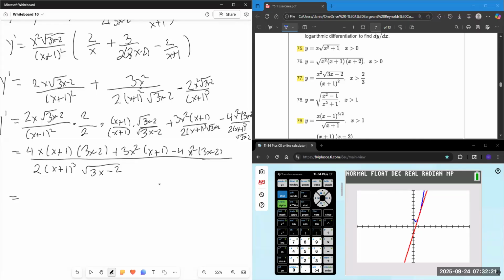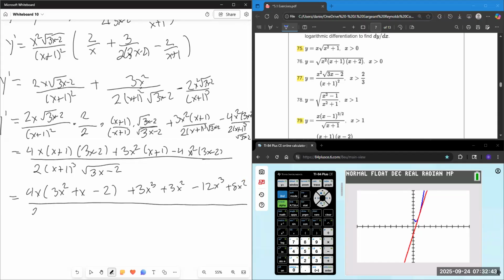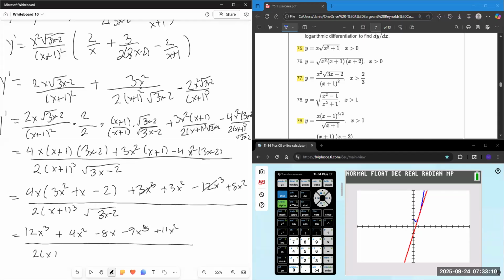This is 4x times 3x squared minus 2 plus 3 is plus 1x minus 2 plus 3x to the third plus 3x squared minus 12x to the third plus 8x squared, over 2x plus 1 cubed root 3x minus 2, is 12x to the third plus 4x squared minus 8x minus 9x cubed plus 11x squared over 2x plus 1 cubed root 3x minus 2.